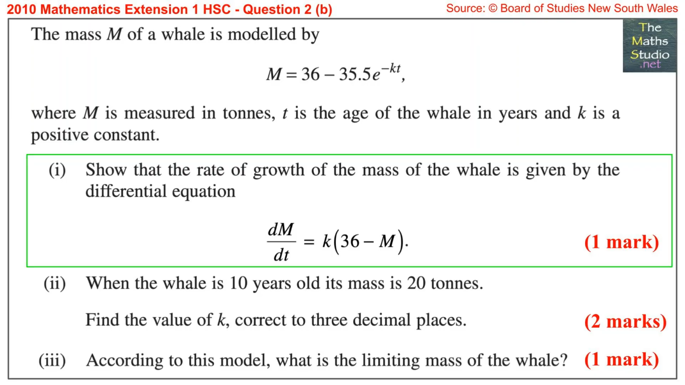Question 2, Part B. The mass m of a whale is modelled by m equals 36 minus 35.5 times e to the power of negative kt, where m is measured in tonnes, t is the age of the whale in years, and k is a positive constant. Part 1. Show that the rate of growth of the mass of the whale is given by the differential equation dm/dt equals k times (36 minus m).